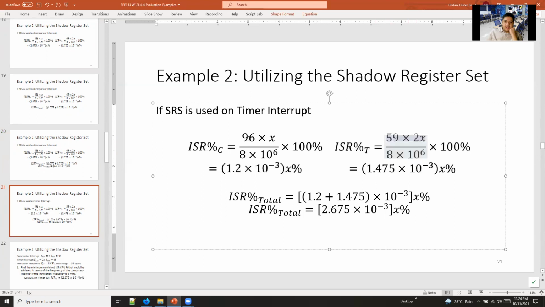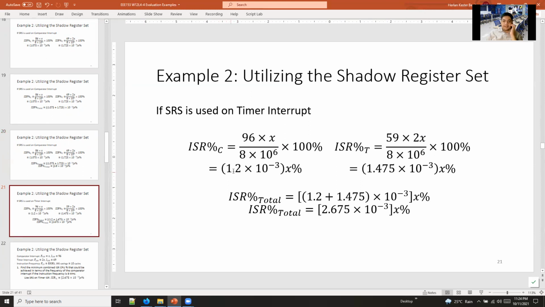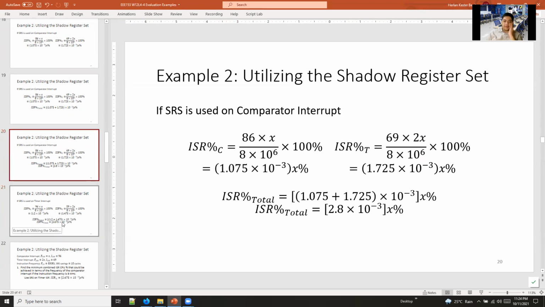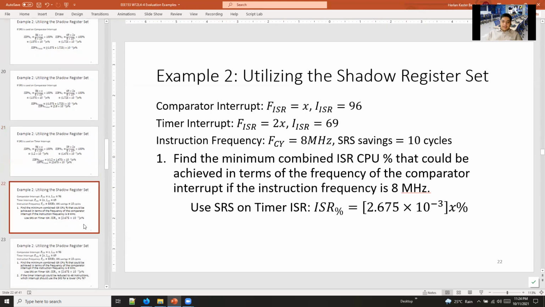Now, doing the same, if yung timer interrupt yung magsha-shadow register set, which means 59 na siya from 69, and then 96 naman si comparator interrupt. So, ayun, from 1.075 to 1.2 si comparator, and then si timer naman from 1.725 bababa to 1.475. And then pag in-add natin sila, 2.65 times 10 to the negative 3 times yung frequency ng comparator. So, sino yung mas mababa? Ayun, pag ginamit natin siya sa timer. So, 2.675 times 10 to the negative 3 times yung frequency ng comparator.